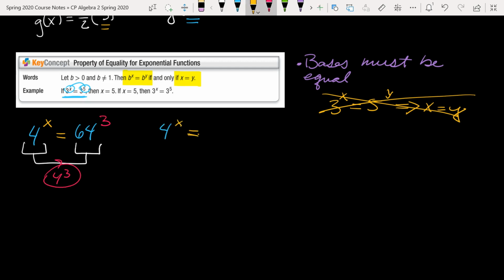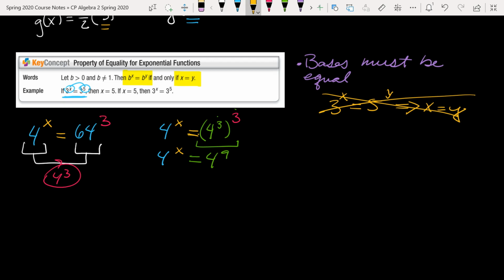Now we've written the exact same expression, except we have common bases here. Our next step is just to use the rules of exponents in order to solve this equation. Since we know that raising a power to another power means we multiply those powers, our right-hand side becomes 4 to the 9th power.